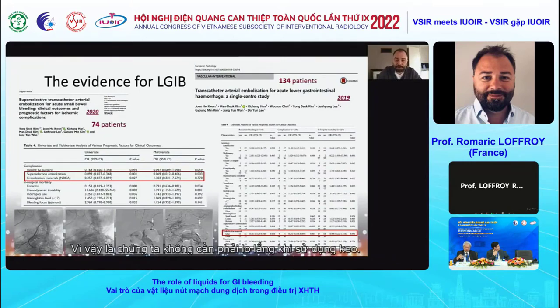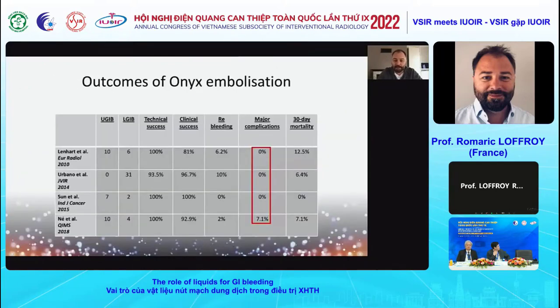So we don't have to be afraid of using glue for this kind of purpose, because you can get very distal embolization, but at the same time, it will not go through the capillaries. So this is at less risk of ischemic complications than small microparticles, because the mixture of glue and lipiodol, and the same with copolymers, is very viscous.